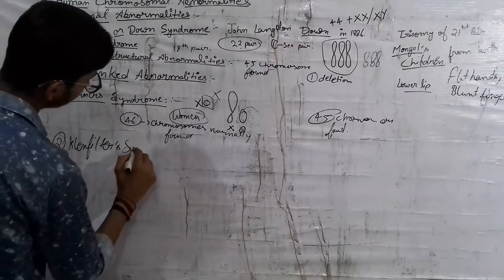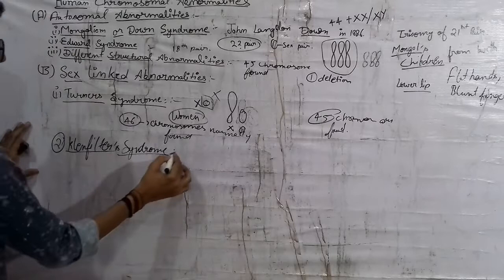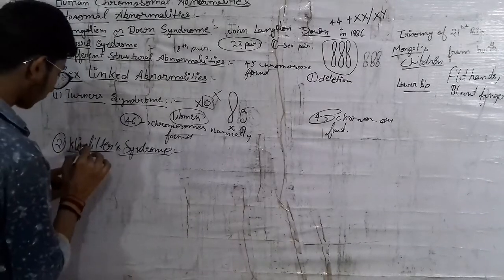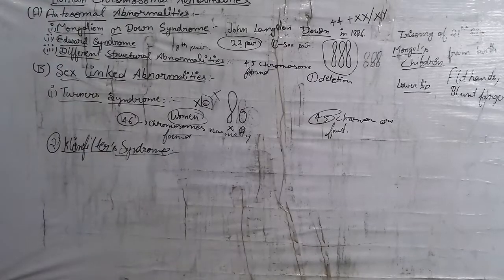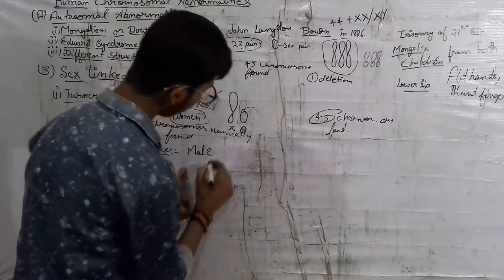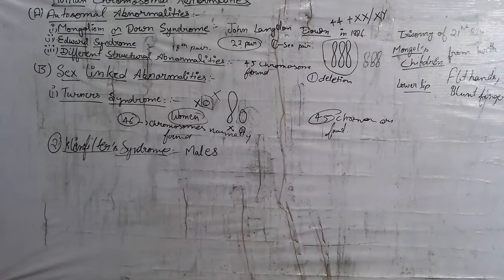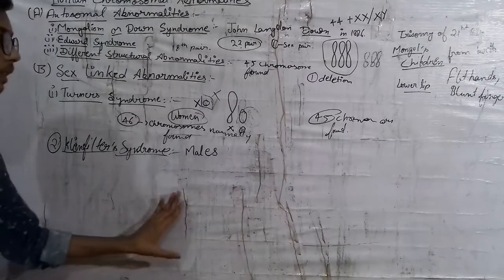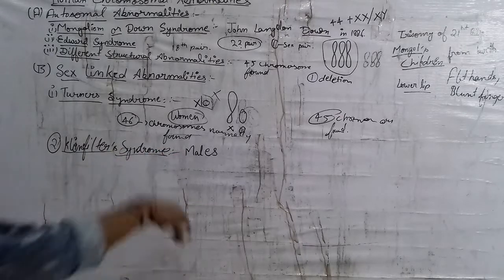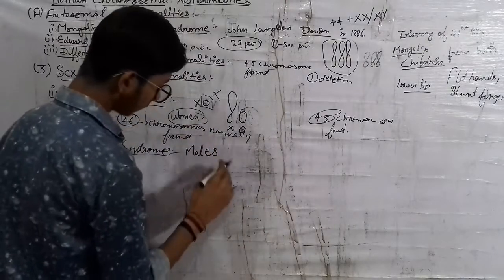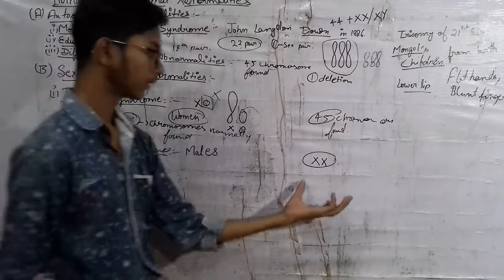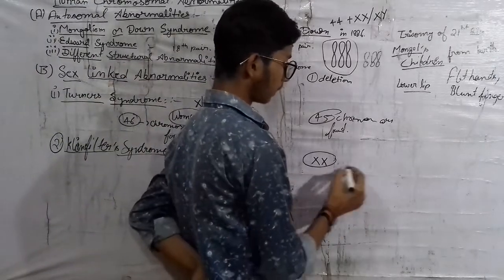The second one is Klinefelter syndrome. Okay, my dear friends, the spelling is Klinefelter. This type of syndrome is found in males. Yes, my dear friends, by this syndrome one extra chromosome is found, and it is found only in males.